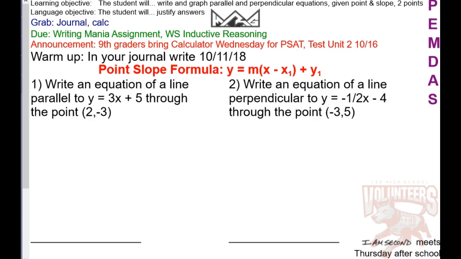So this warm-up is definitely something you have to know how to do. So if it doesn't make sense, sounds like you have questions, you should be asking me to make it clear in your mind. So let's do it. Number 1. We said that parallel lines mean the slope is what? Exactly the same. So my M slope has to be 3. And then I have a point, that's my x1, and my y1.